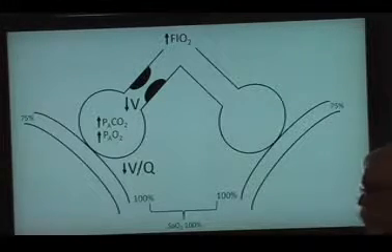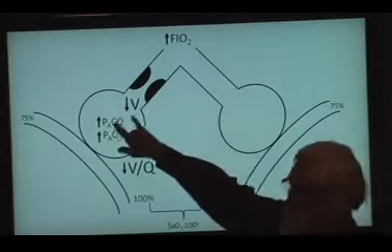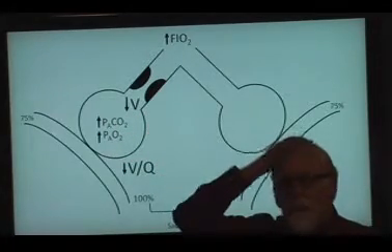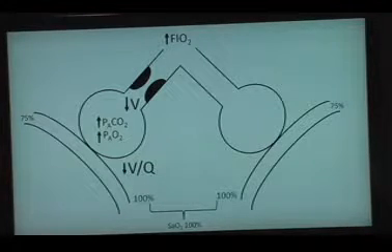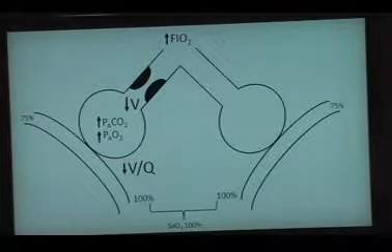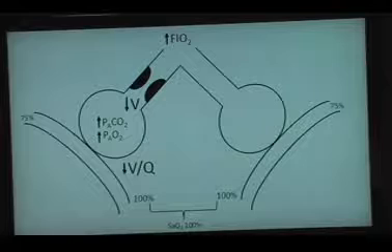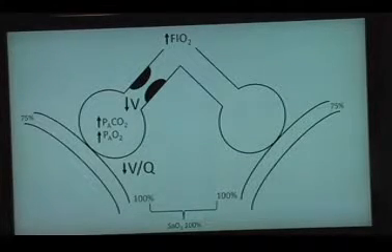So then how can we distinguish VQ mismatch from shunt as a cause of hypoxemia? Increase the FiO2 and see if there is an appropriate increase in the PO2 and oxygen saturation. If we increase the FiO2 and the saturation doesn't budge or only goes up by a tiny amount, that means there's shunt. If the PO2 goes up a lot, that means there's VQ mismatch.